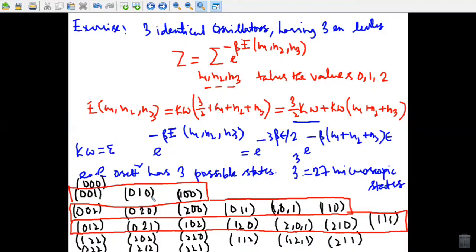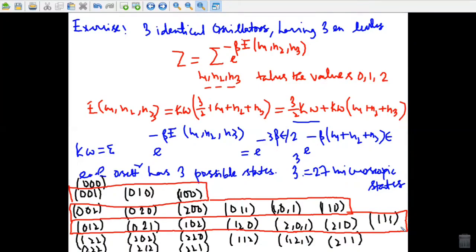Then 0, 1, 0, 0, 2, 0, 0, 2, 1, 2, 0, 2, 2, 1, 2. Then 1, 0, 0, 2, 0, 0, 1, 0, 2, 2, 2, 0, 2, 2, 1. Then the next column 0, 1, 1, 1, 2, 0, 1, 1, 2. Then 1, 0, 1, 2, 0, 1, 1, 2, 1. Then 1, 1, 0, 2, 1, 0, 2, 1, 1. Then 1, 1, 1. So all 27 microscopic states can be revealed in this tabular form.